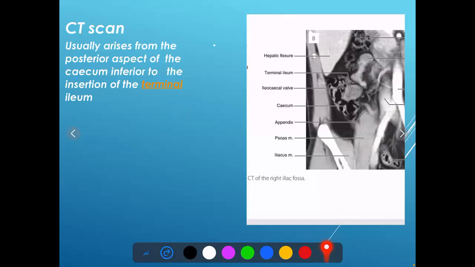CT scan of the appendix. As we said, the appendix arises from the posterior aspect of the cecum, inferior to the insertion of the terminal ileum. This is a coronal CT of the right iliac fossa, showing that the appendix arises from the posterior aspect of the cecum and inferior to the terminal ileum.